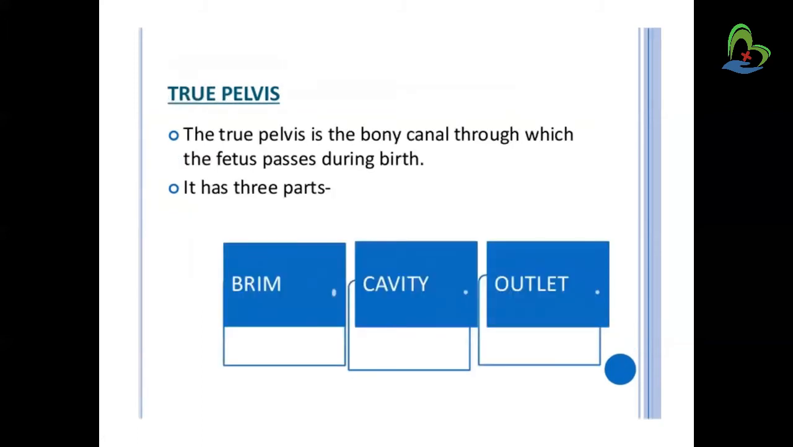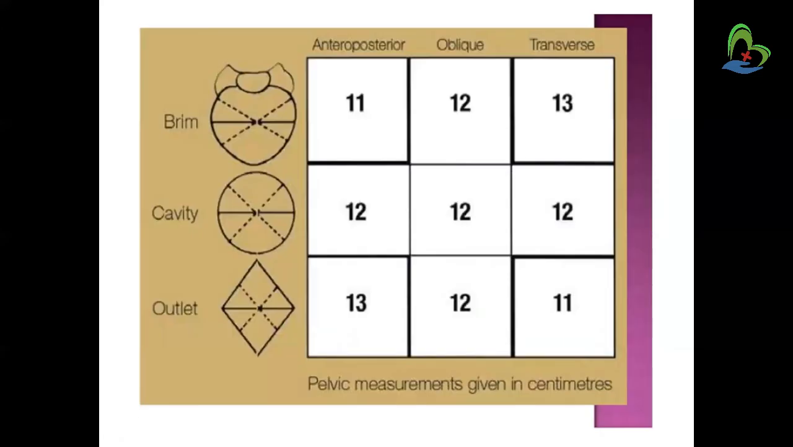Now the true pelvis. The true pelvis is a bony canal structure that helps to pass the fetus out during childbirth. There are three parts of the true pelvis: the brim, the cavity, and the outlet. The brim is also known as the inlet. So the three parts of the true pelvis are brim or inlet, cavity, and outlet.